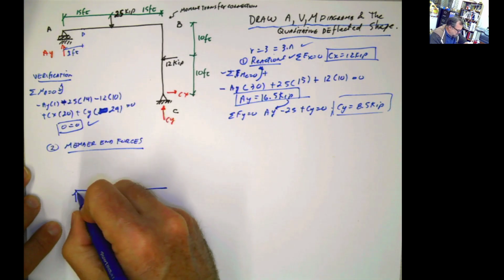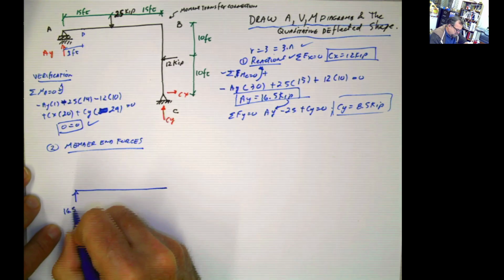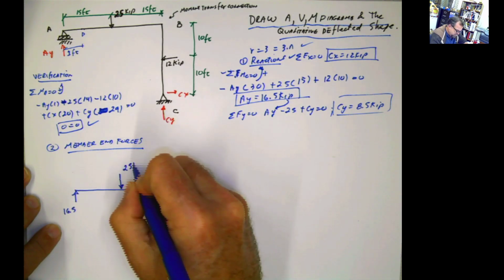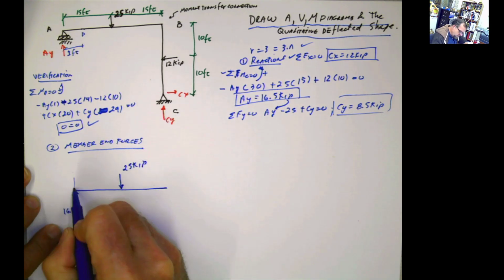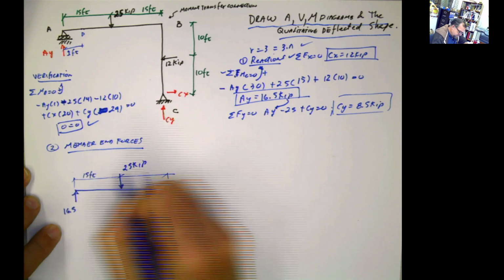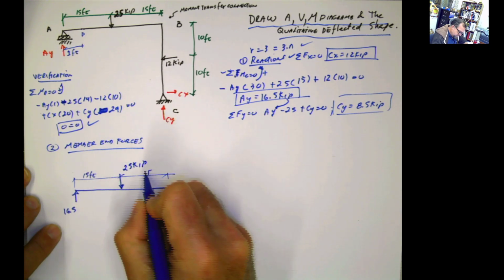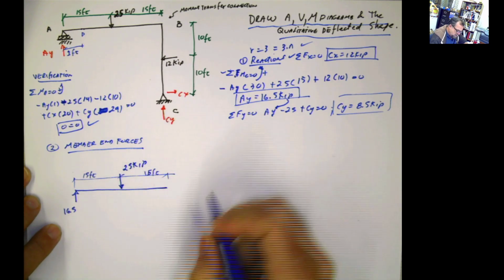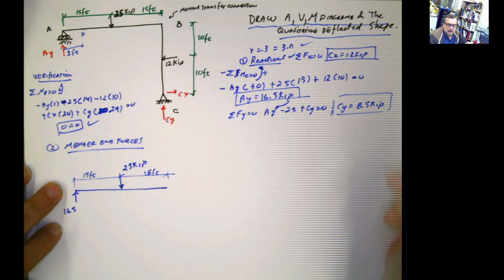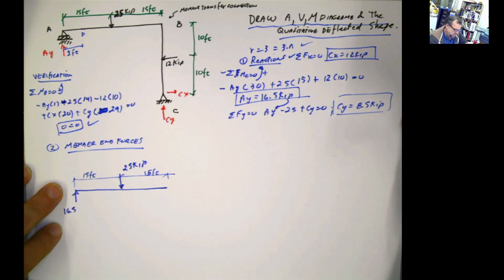So I'm going to put the reaction here, 16.5. That's the reaction for that. I'm going to put this 25 here. I'm going to put the distances, 15 and 15. And at this end, I like to work in this way. Let me explain this to you.